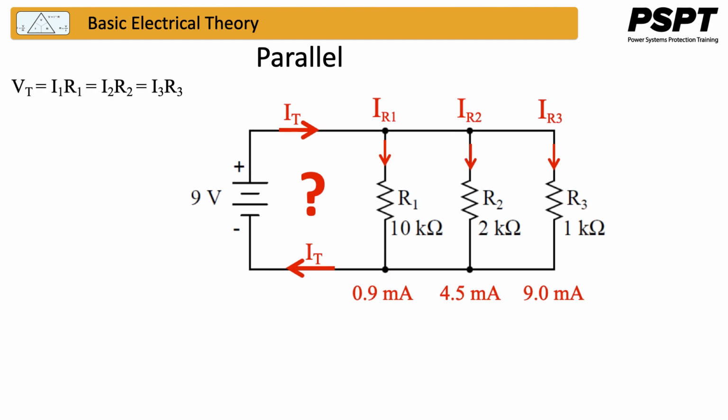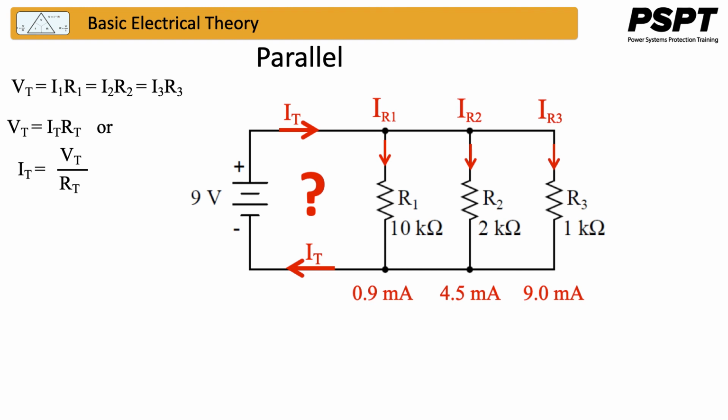We know from Ohm's law that the voltage across all the resistors is equal, so that the total voltage is equal to I1 times R1, which is equal to I2 times R2, which is equal to I3 times R3. But the total voltage is also equal to the total current times the total resistance of the circuit. Or, rearranging the terms, the total current is given by the total voltage over the total parallel resistance, or RT.